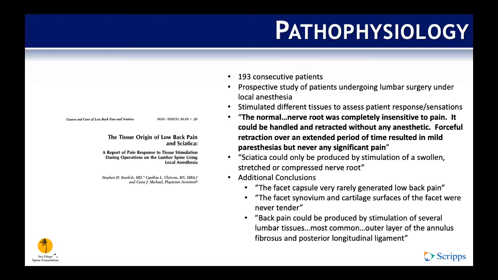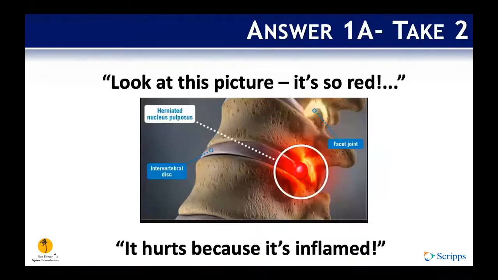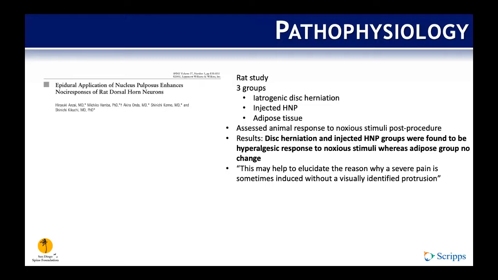And their conclusions were that the normal nerve root was completely insensitive to pain. So maybe it's not just pressure. And then I flip the page and go, look at this one, it's so red. Maybe it's because the nerve is inflamed. And this seems to be more of what's going on in terms of why symptomatic herniated nucleus pulposus happens.